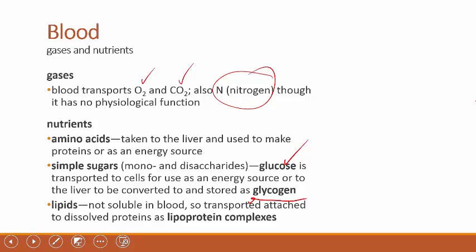And then finally lipids, because they don't dissolve in blood, they require transport proteins to carry them around. And we can talk about those transport proteins as lipoprotein complexes. So a complex molecule built of lipids and proteins together. The proteins are dissolved, and they can then transport the lipids, which don't dissolve through the blood.